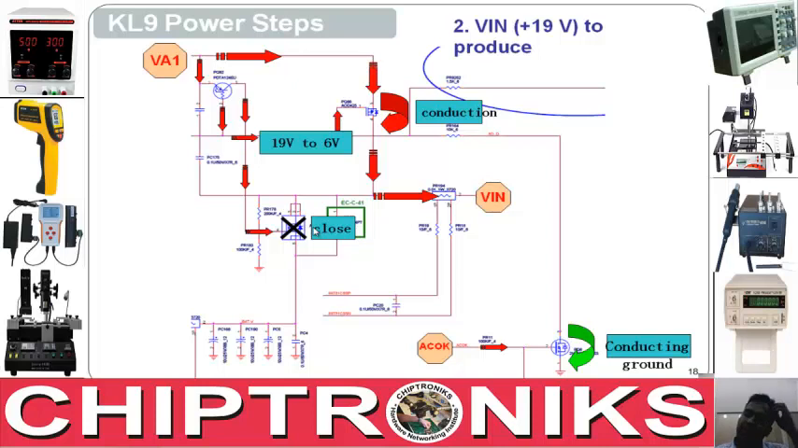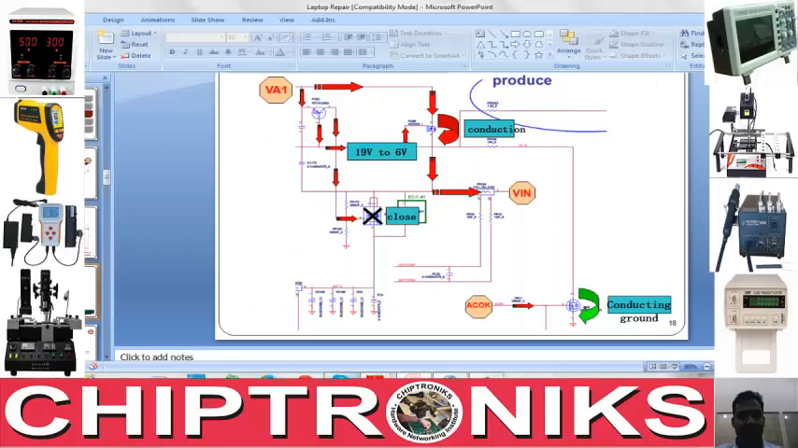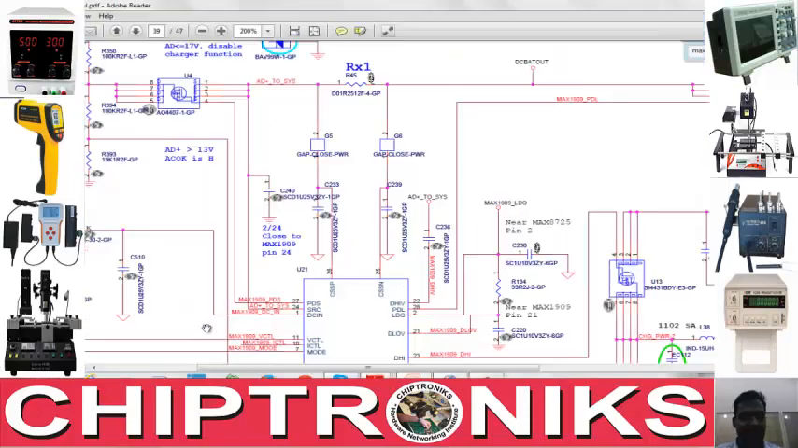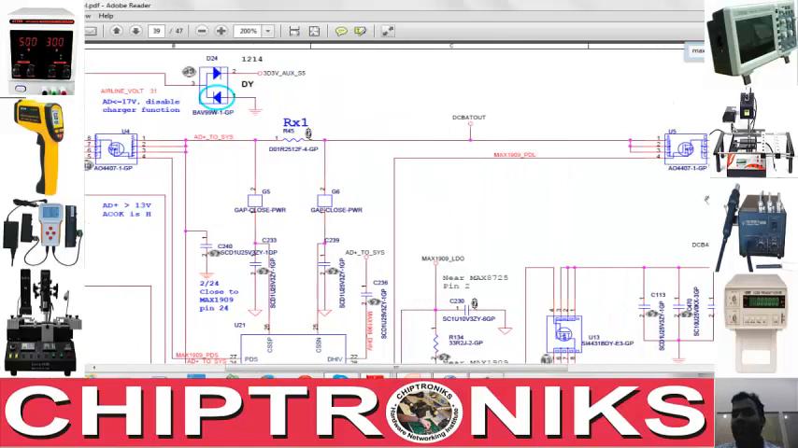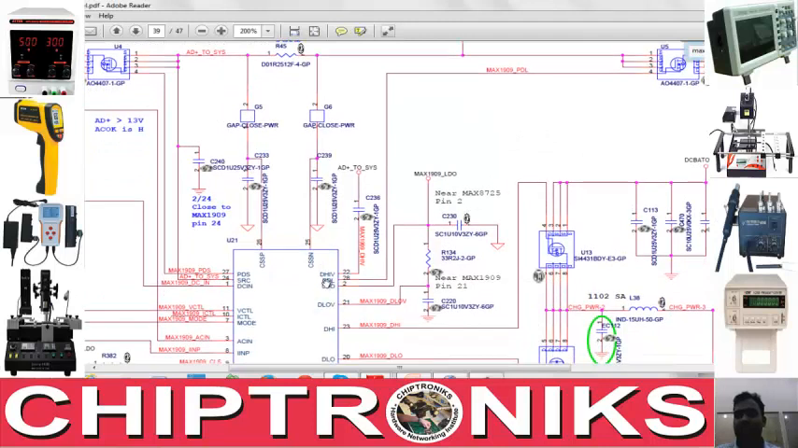This is the way of generating VIN in an i3 board or in a Lenovo board, whereas in a dual core board, this is a P channel MOSFET, so it will treat it like a diode. The adapter voltage will come across this, and it will be treated as DC BAT OUT. And when the adapter is present, this MOSFET will get turned off from this PDL signal.